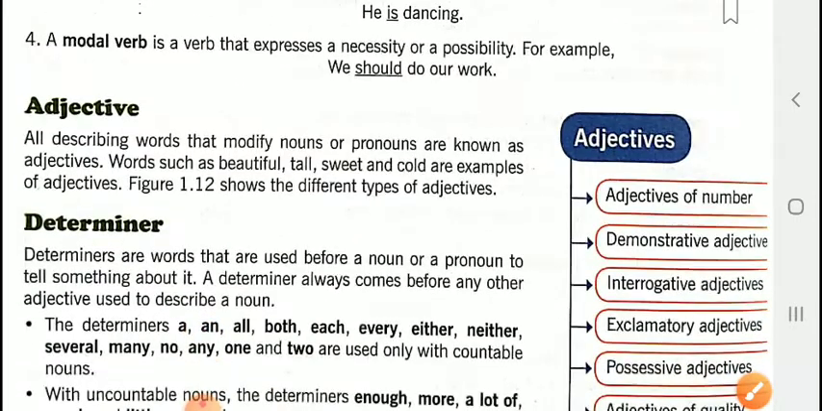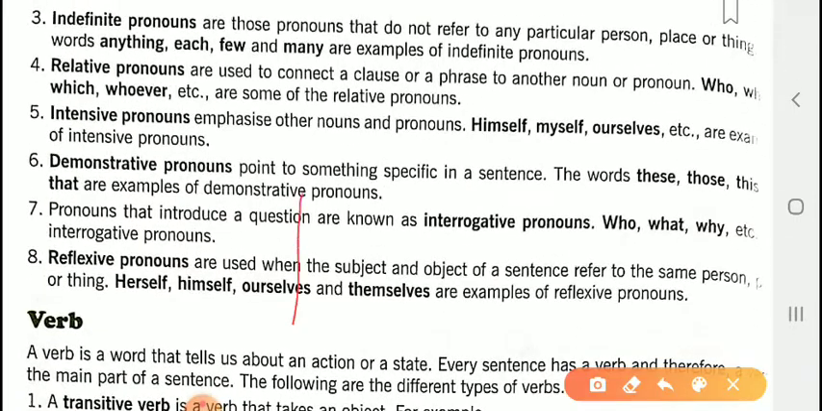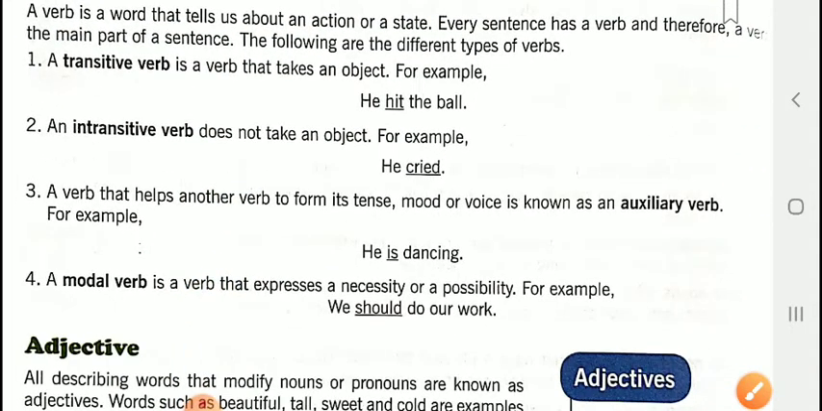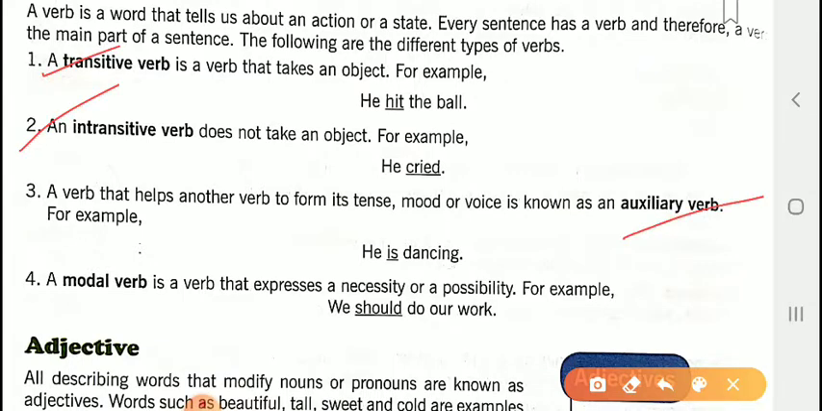Then verb. What is a verb? A verb is a word that tells us about an action or a state. How many kinds of verb are there? Transitive verb and intransitive verb, then auxiliary verb and modal verb.